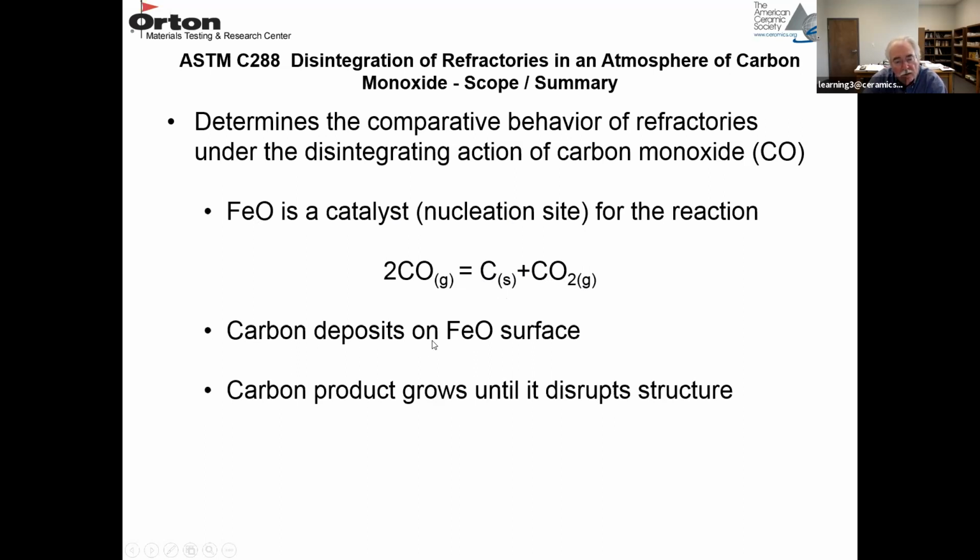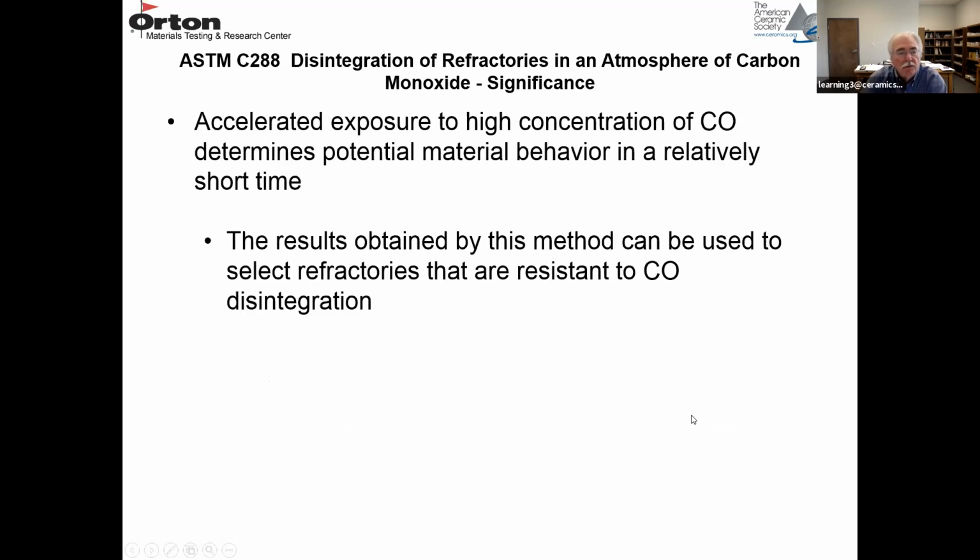So carbon deposits form on iron nucleation sites in the fire clay or even high aluminum refractories. This carbon deposit just keeps growing until it disrupts the entire structure. It'll first crack and then it'll disintegrate. So obviously you want to make sure you have an aluminum silica refractory that doesn't degrade in carbon monoxide for that application.